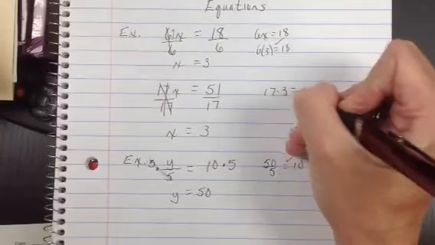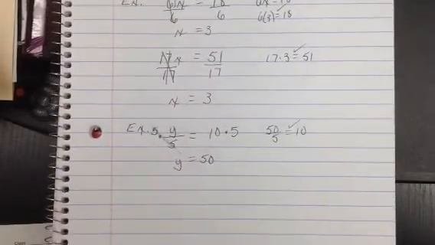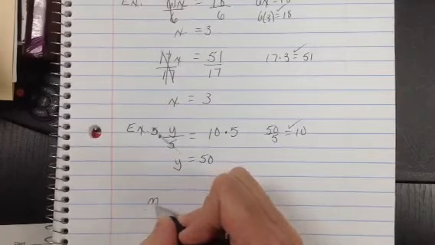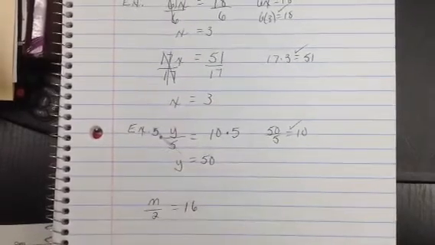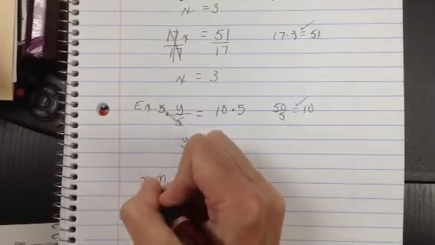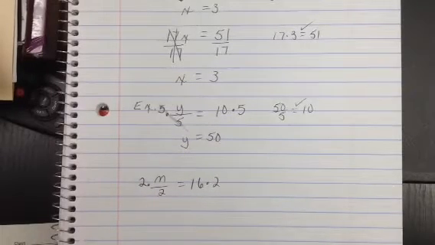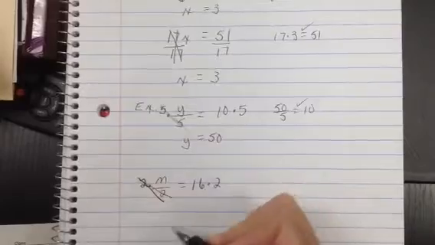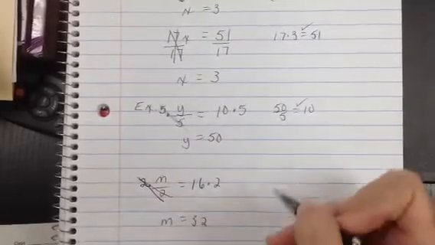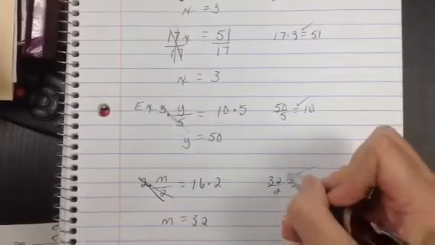I forgot to check this one. 17 times 3 equals 51. It checks. Another division. Let's say I have m over 2 equals 16. Okay. This is divided by 2. The inverse operation would be multiplication. So I'm going to multiply each side by 2. Have to change both sides of the equation in the same manner so that it remains equivalent, so that it's equal. This equals 1. That's gone. M is equal to 32. Check it. 32 over 2 equals 16. Yep, it checks.